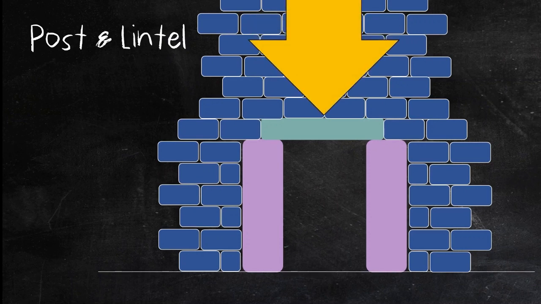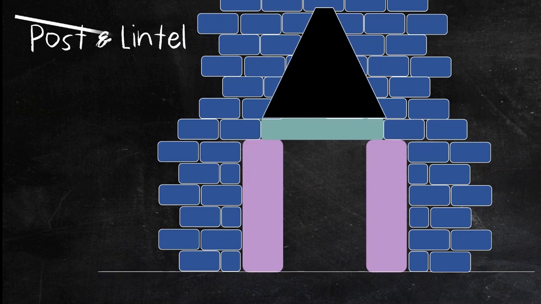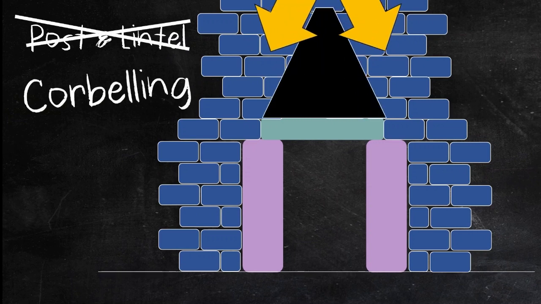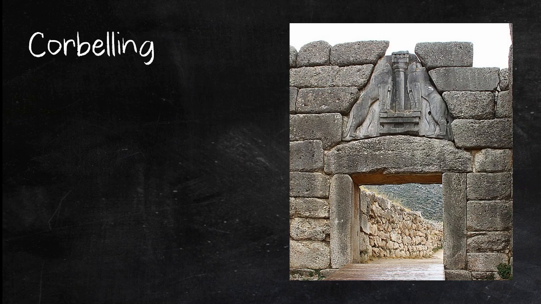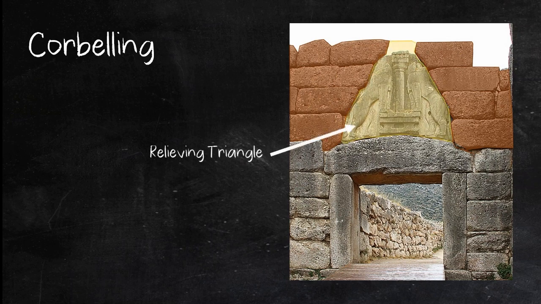Well, we introduce a space above the lintel using a technique called corbelling, and now the load is diverted away from the weak center of the lintel and is instead distributed onto the wall on either side of the opening and then down into the ground. Corbelling is done by gradually edging in each row of bricks or stones towards the center a little bit more than the last row. And the gap above is called a relieving triangle because it relieves the lintel from carrying the full load of the wall above.